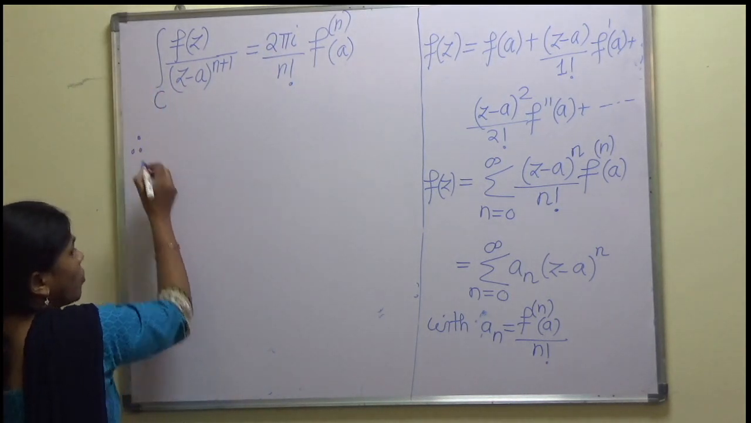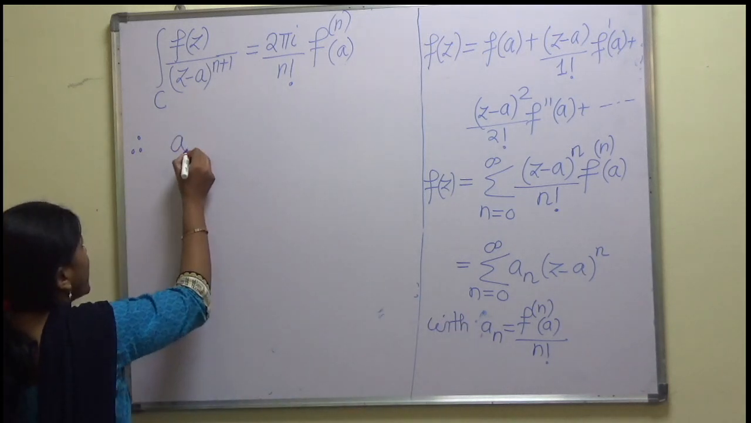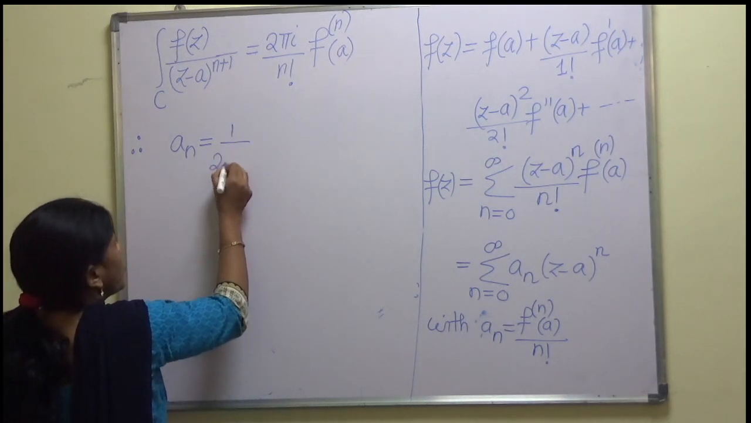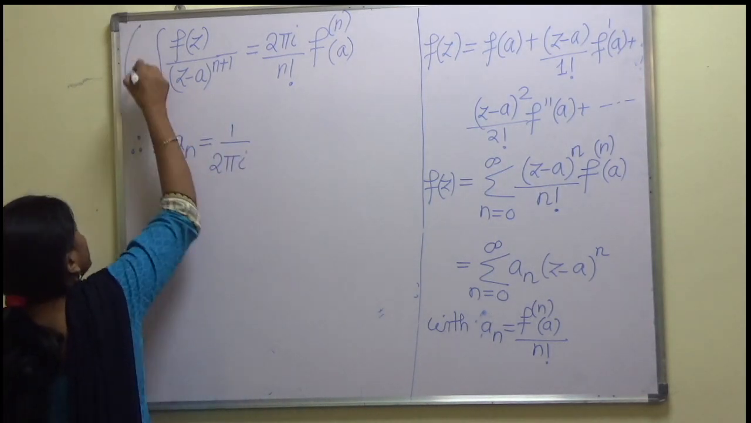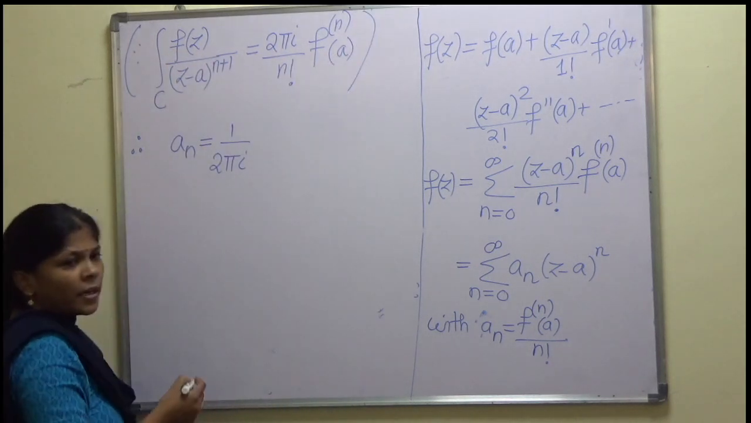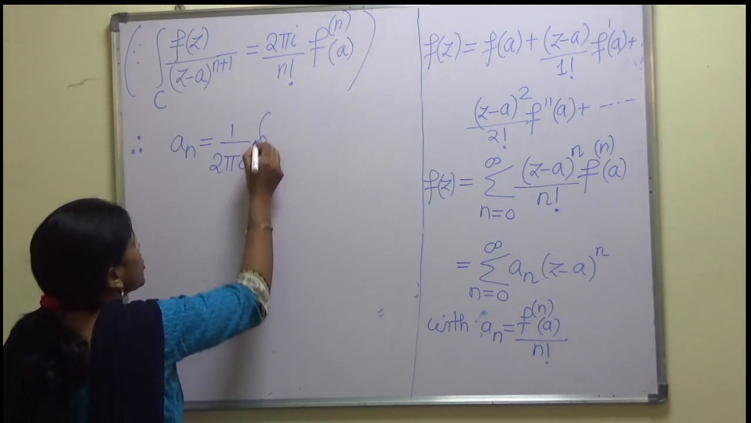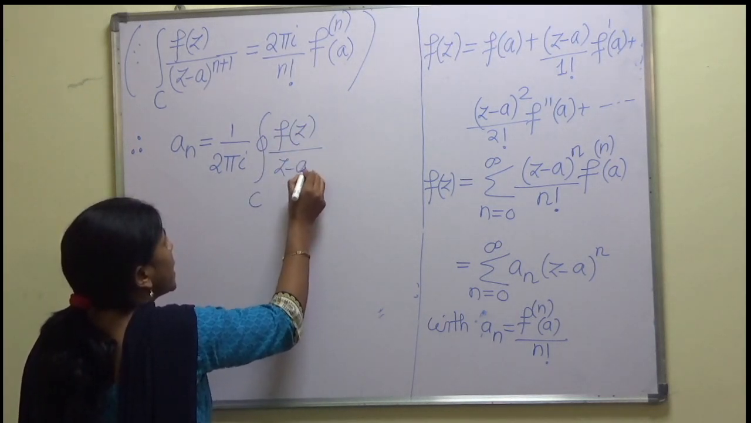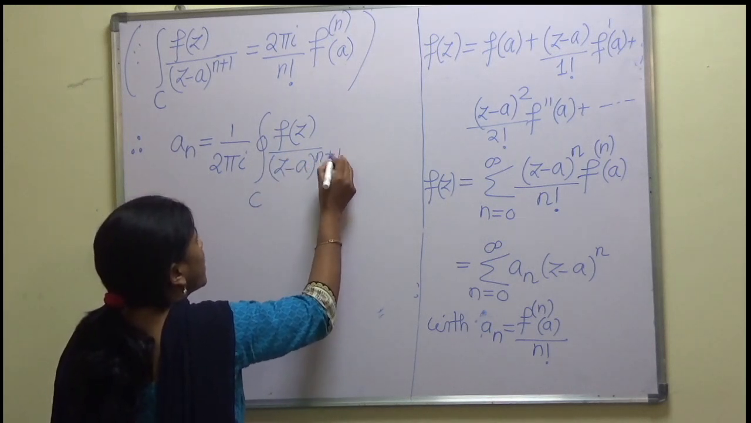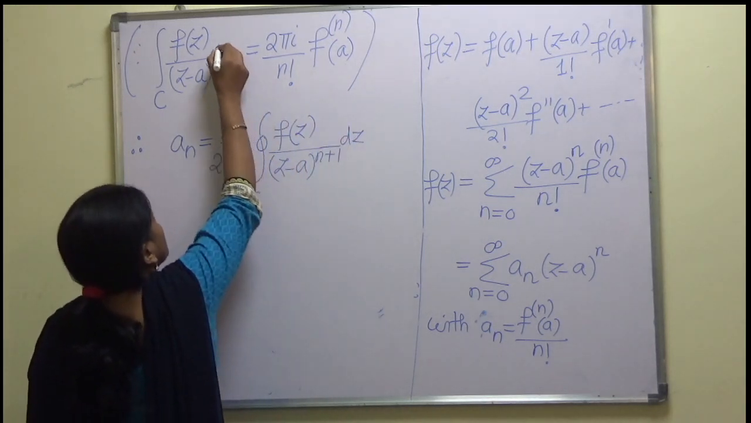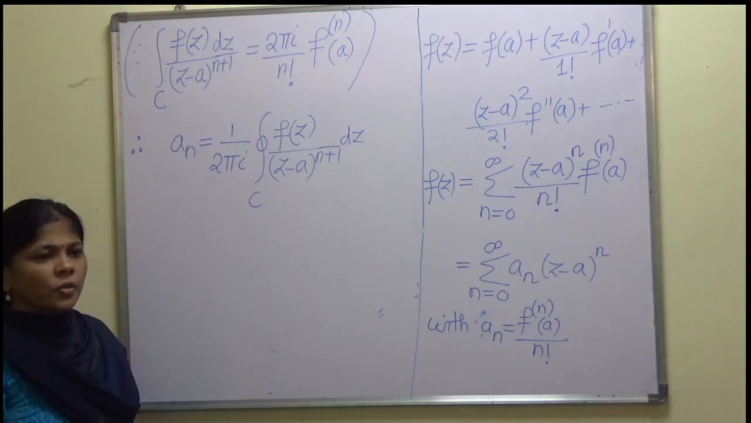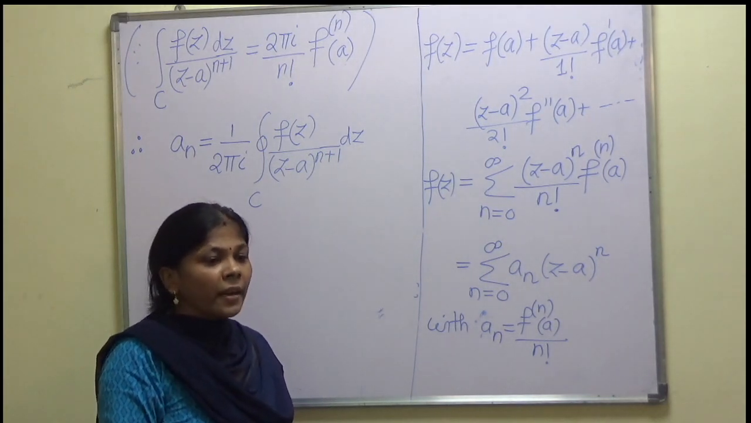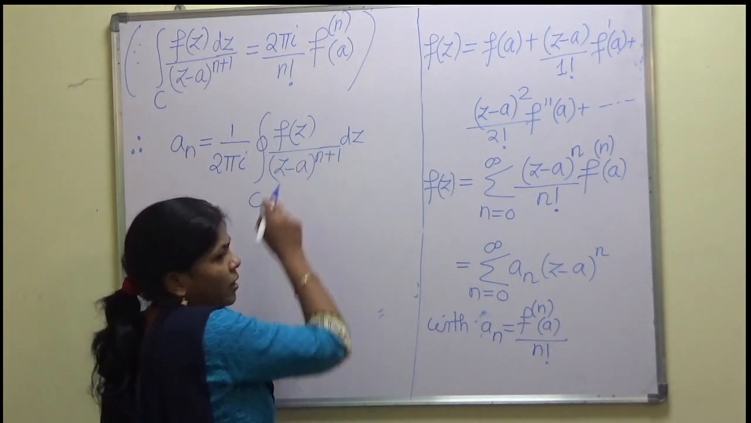So what will be a n according to the complex integration formula? The formula for a n will become 1 upon 2 pi i integration over C of f of z upon z minus a raised to n plus 1. So in this way we can get the formula for the coefficients in the Taylor's expansion using the Cauchy integral theorem.